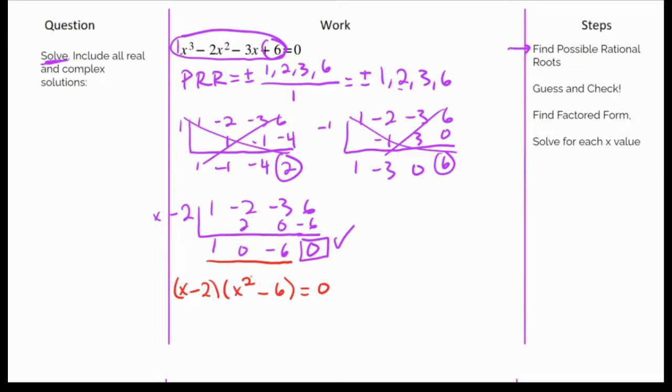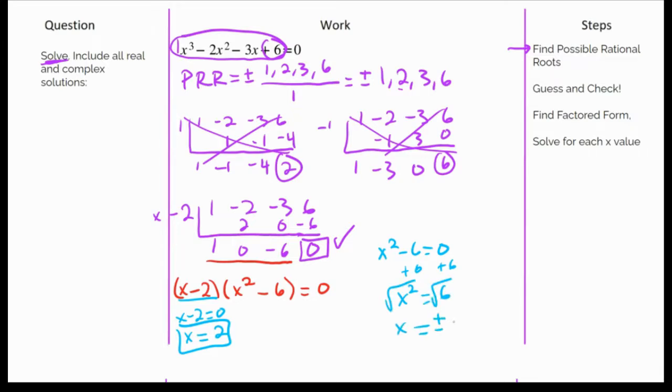Now I could keep going and keep plugging numbers in here, but once I get down to this part here, I can actually see that I can solve both of these sides. On the left side here, I know x minus 2 equals 0, so x is going to be equal to positive 2. So that is one of my solutions. Then x squared minus 6 equals 0. I can solve by using square roots. So I get x squared equals 6, take the square root, and then I get x equals plus or minus the square root of 6. And that is as simplified as it gets here.